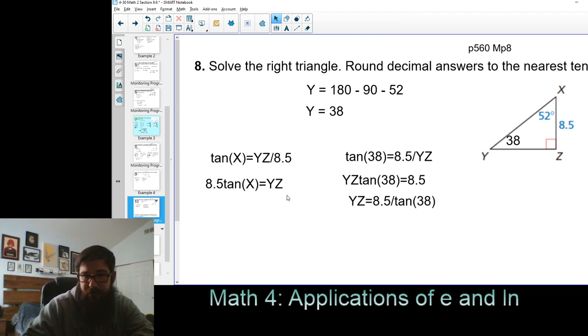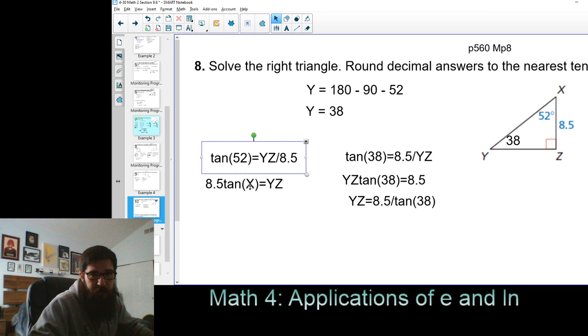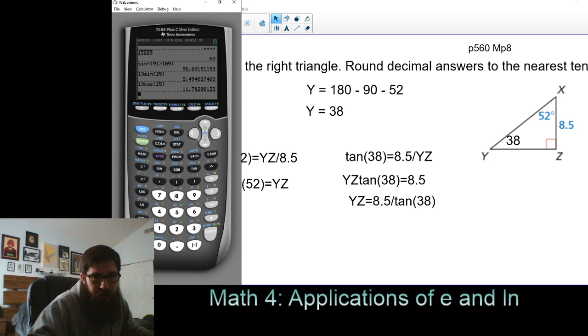Right now I have two different ways that I can get YZ. Let's check and see if they actually work out the same. First one, I'm going to type 8.5 times tangent. Oh, X I should have put in there as a 52. I forgot to replace these. I'm sorry. 8.5 times tangent of 52. This is regular tangent because I'm giving it an angle. I'm not giving it side lengths.